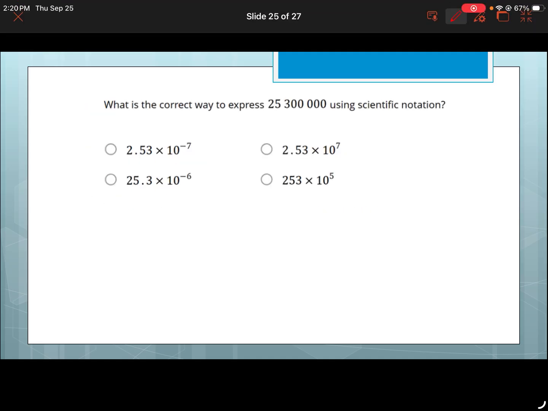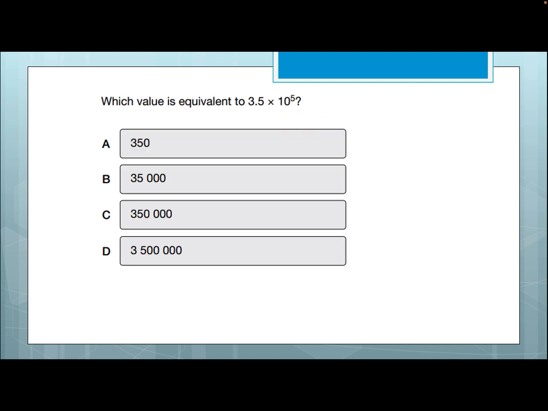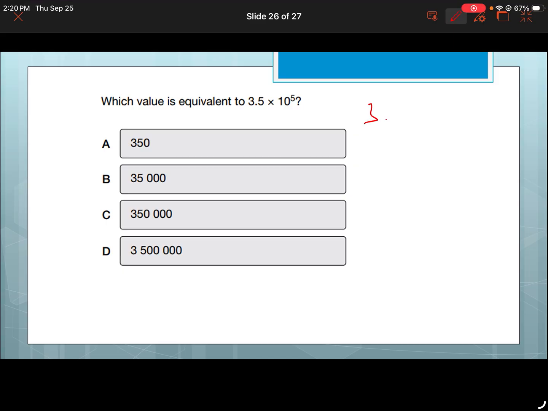253. So you write 2.53 times 10. Decimal point goes here. Count 1, 2, 3, 4, 5, 6, 7. So it's positive 7. 3.5 times 10 to the 5. Remember, you just write 3.5 and you just write a bunch of zeros after it. And then you go 1, 2, 3, 4, 5. So it's going to be 3, 5 with 4 zeros after it. So this one.